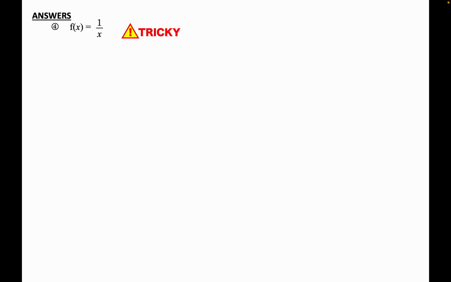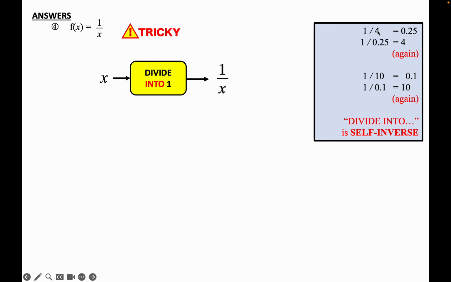So here's number 4. f of x equals 1 over x. And there's a trick to this one, or something you need to be careful of. What we're doing here is dividing a number into 1. We're not dividing x by anything, but 1 is getting divided by the number. So we're taking the number and dividing it into 1. Thinking of a few concrete examples, 1 divided by 4 is 0.25. And if you take that 0.25 and do 1 divided by 0.25, you get back to 4 again.